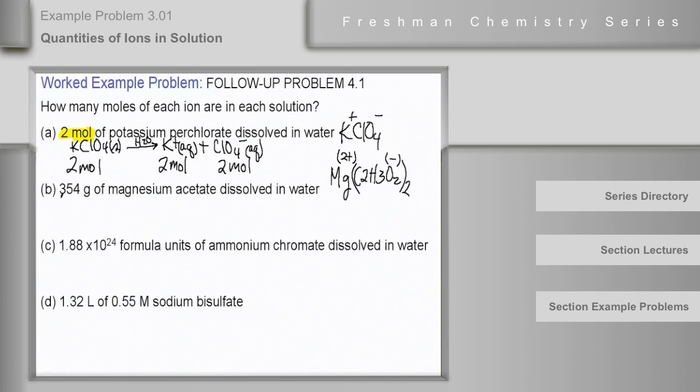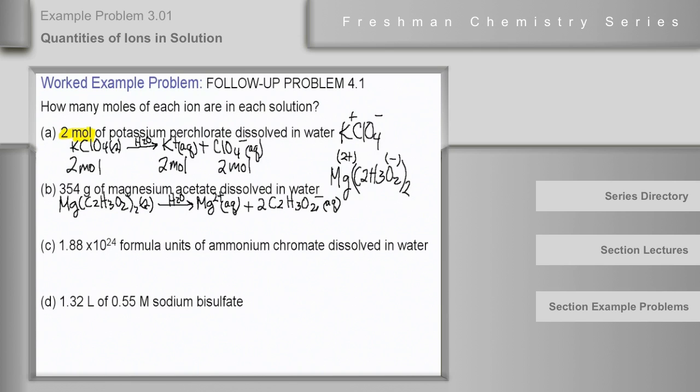So we have magnesium acetate, Mg(C2H3O2)2, solid, dissolved in water, producing magnesium 2 plus, aqueous, plus 2 acetate ions, C2H3O2 minus, aqueous.